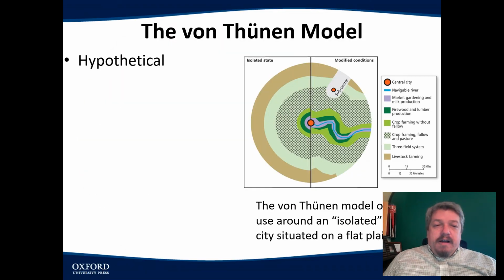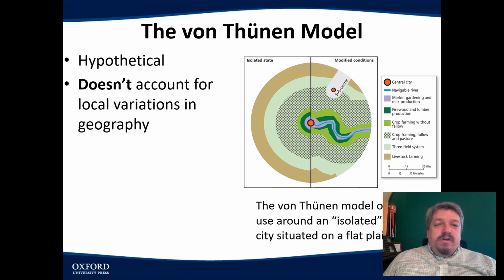Couple things to talk about. This is a hypothetical model. This is a predictive model. This isn't an actual city. This just says, given these features, if a city is here, you would use this model to predict certain things. In this case, land value. So this doesn't account for local variations. For instance, again, Chicago has a lakefront. This has no lakefront. Doesn't account for that.